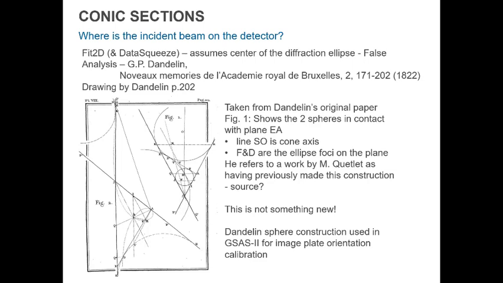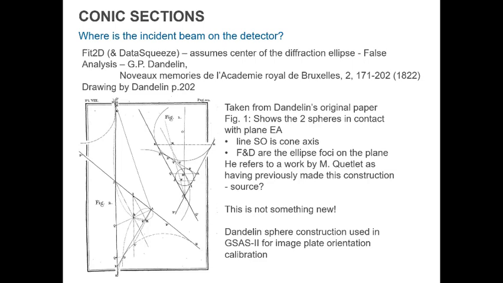Well, there are some programs out there. Fit2D is one, something called Data Squeeze is another, which get this wrong. Because what they've assumed is that the incident beam is at the center of the ellipse, and this is simply false. And you may ask, well, how do you know that? Well, you have to go back into the literature to 1822. That's 200 years ago. This guy in Belgium actually worked it out. Okay? So in a sense, there's no excuse for getting it wrong.